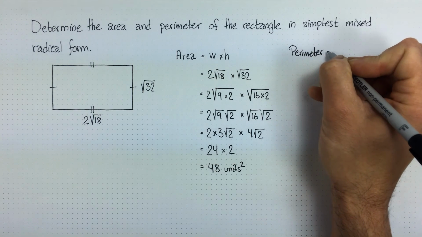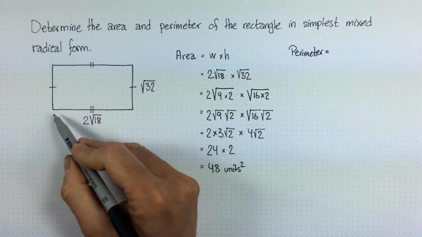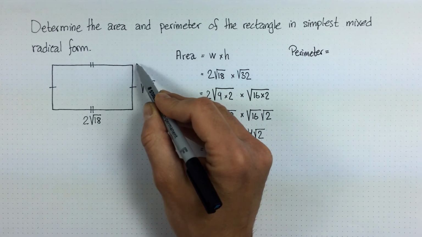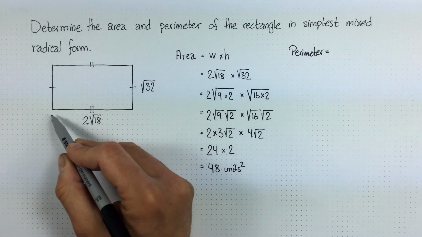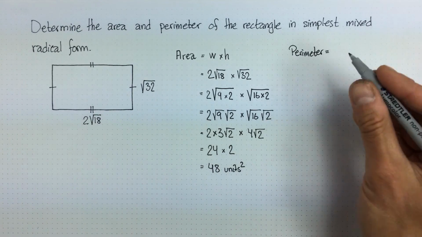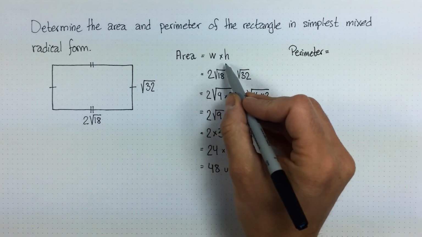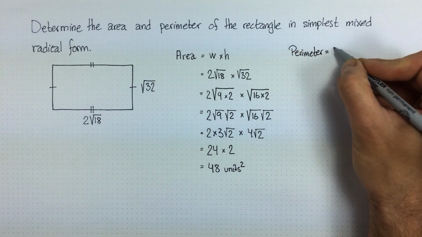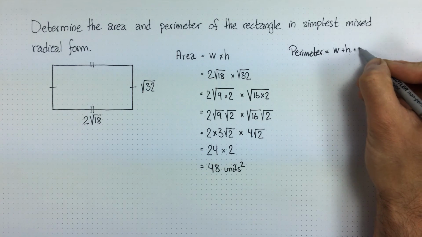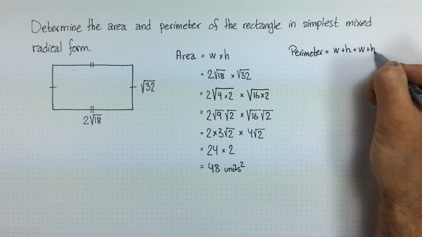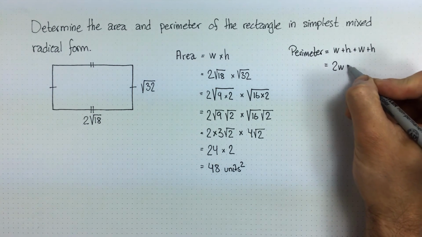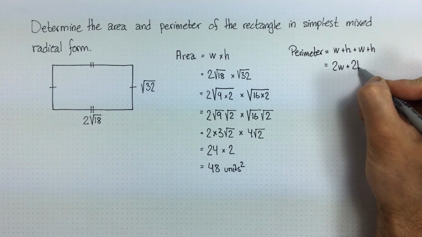So the perimeter is the distance around the shape. If we start over here, it's the distance from here, over here, up there, back to the left, and back down to the beginning. So what we have to do is add up the length of all 4 sides. So if we write it in the same notation we did here, it will be the width plus the height plus the width plus the height. And this could be rewritten as 2 times the width plus 2 times the height.